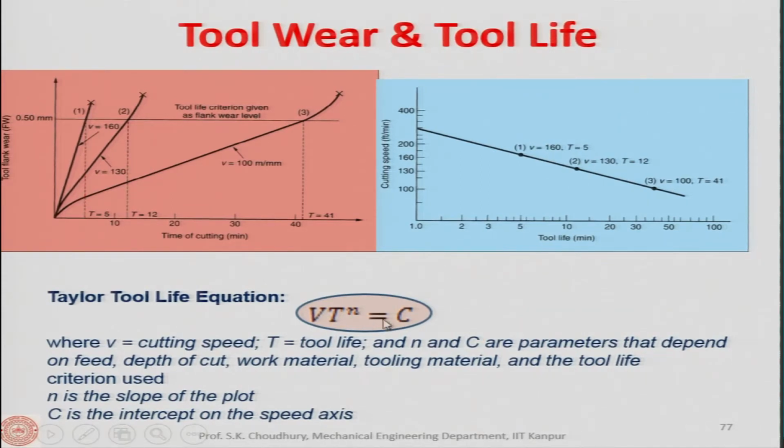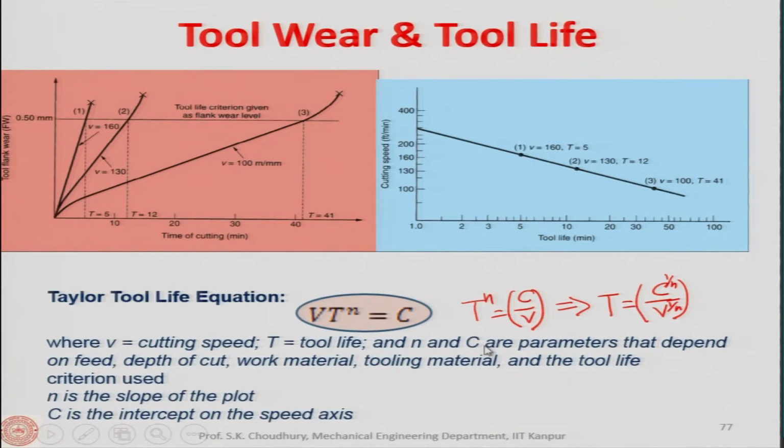So, from this equation V t to the power n is equal to C, which is Taylor's tool life equation, we can find out that T to the power n is equal to C upon V, and therefore the tool life T is equal to C upon V, or C to the power 1 by n divided by V to the power 1 by n. Here, C and n are constants, V is the cutting velocity, T is the tool life. n and C are parameters that depend on the feed, depth of cut, work material, tooling material, and the tool life criteria used.